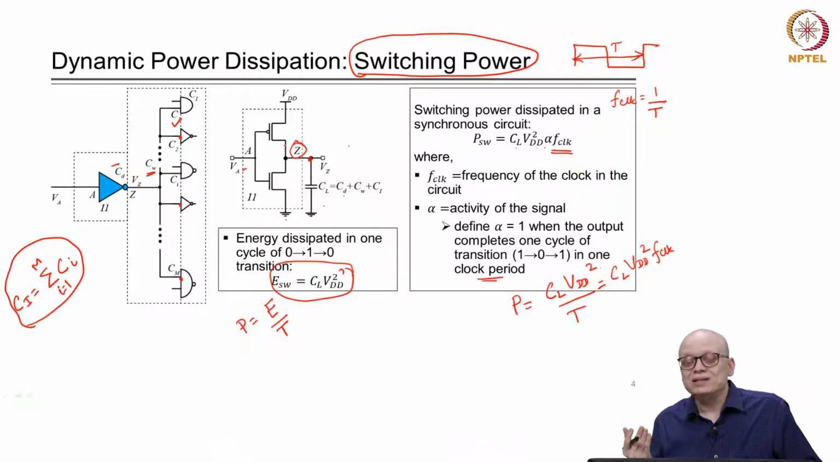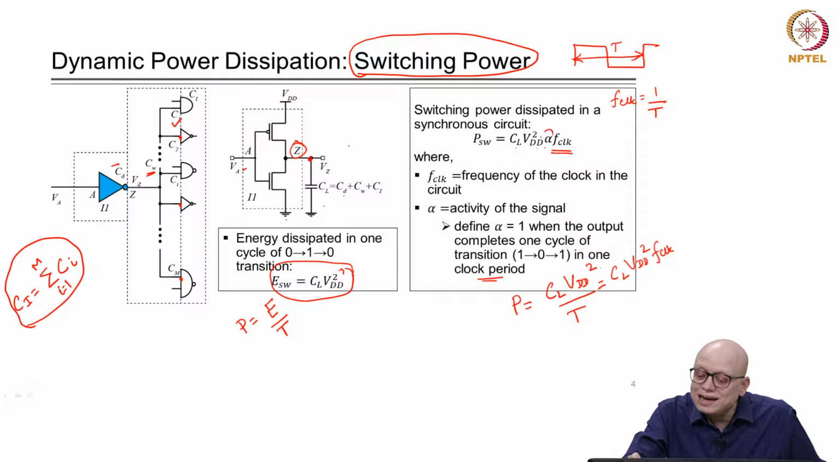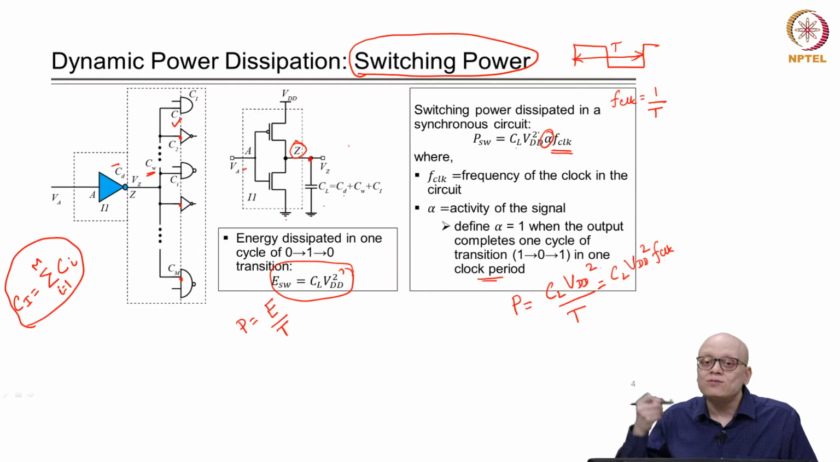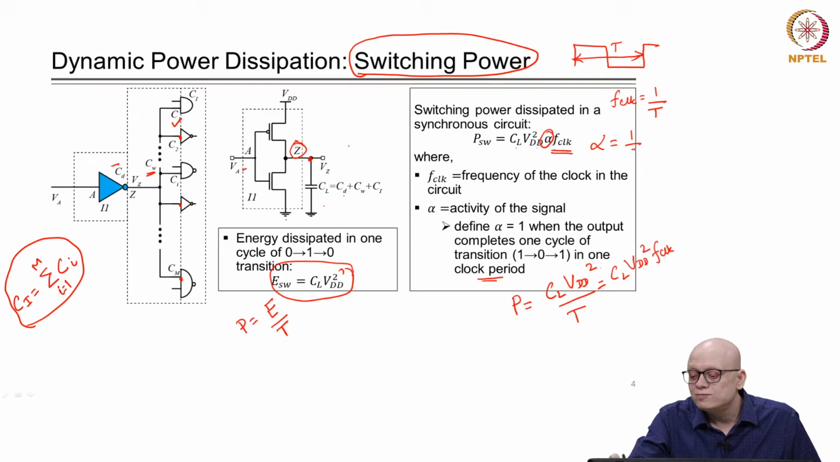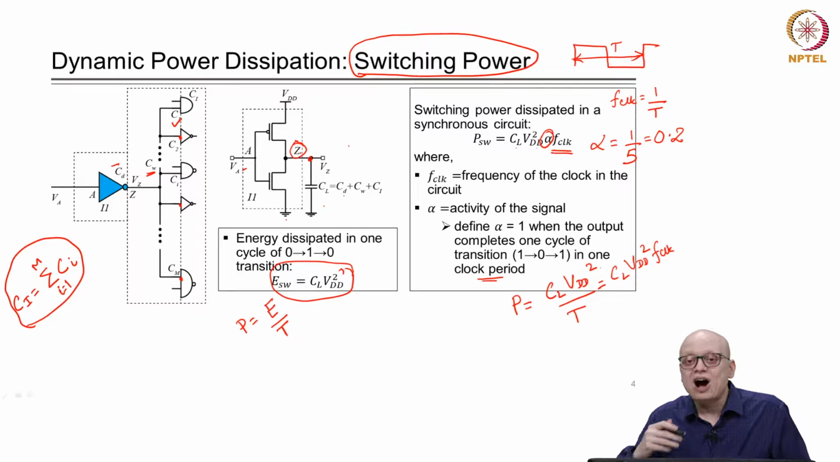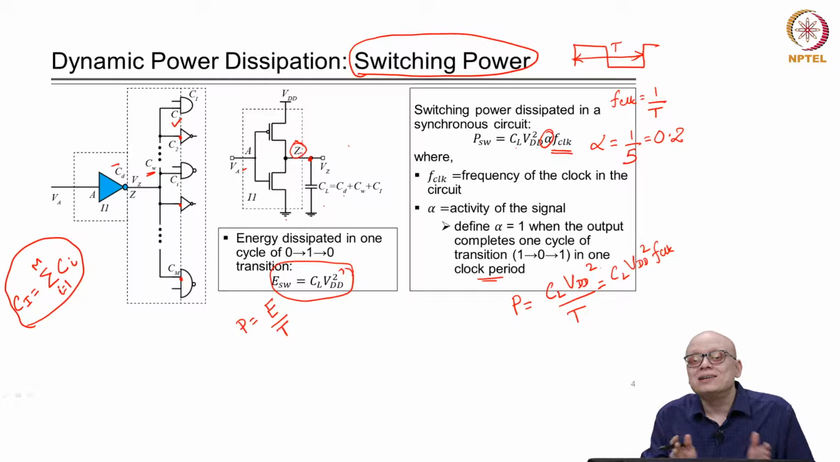So, if that happens, then this alpha will scale that, right. If say this 0 to 1 and 1 to 0 transition happens once every 5 clock cycles, then alpha will be taken as 1 divided by 5, that is 0.2, right. So, alpha is a way of capturing the activity of the node Z, meaning how frequently it is transitioning within a clock period, right.